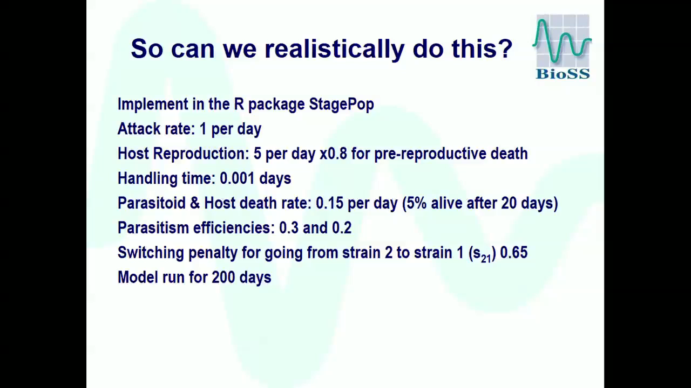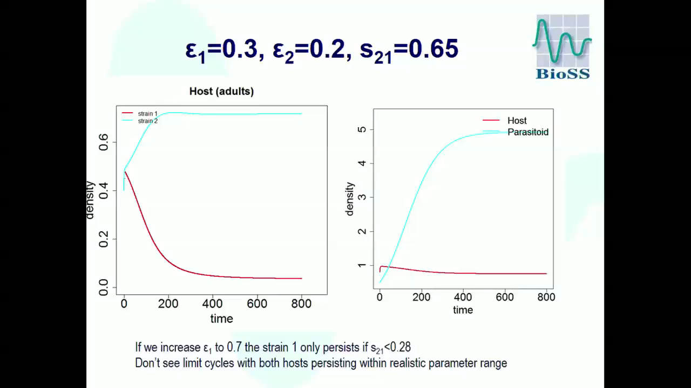I've implemented this. There's an R package called StagePop, which does quite nice stage-structured modelling. It's a quick solver for stage-structured modelling. These are experimentally derived parameters. They're sort of bang in the middle range of experimentally derived parameters. For the sake of time, I won't go through this. I will simply say, actually, we're getting about 10% to 70%, which is bang on what we're seeing in the field. I haven't manipulated this, I've put the parameters in and that's what fell out.